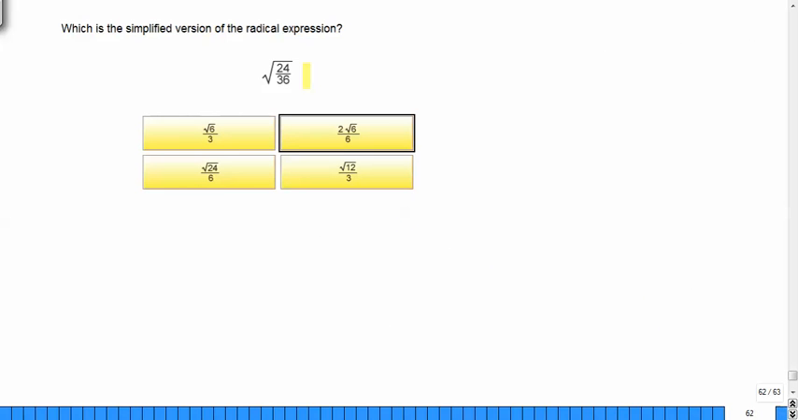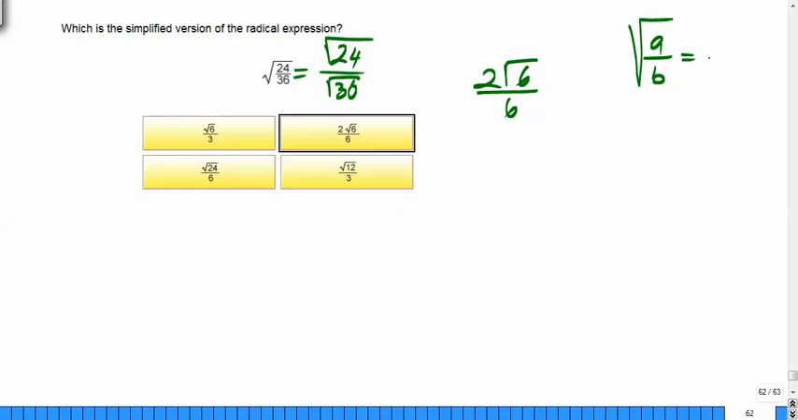Square root of 24 over 36. Now, many of you are able to say, well, this is 2 square root 6 over 6. How do you get there? Let's explain it to everybody. Well, I got square root of 24 over square root of 36, right? Because square root of A over B could be written as square root A over square root B, all right? But square root of 36, we know it's 6.